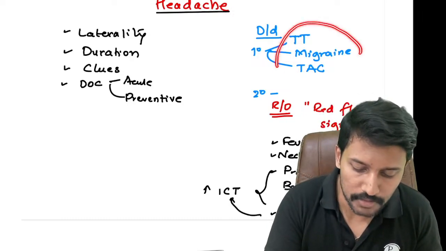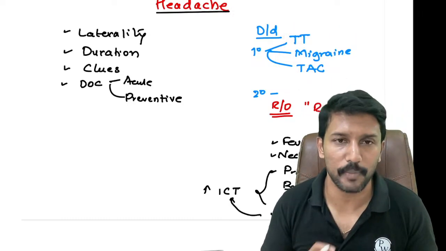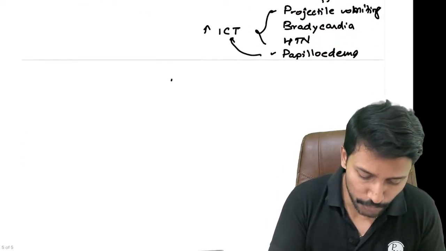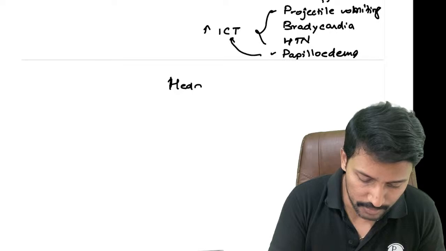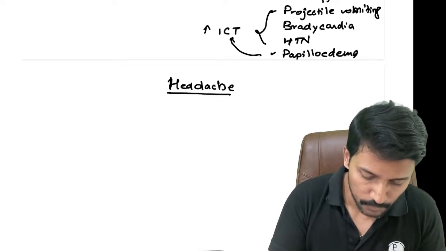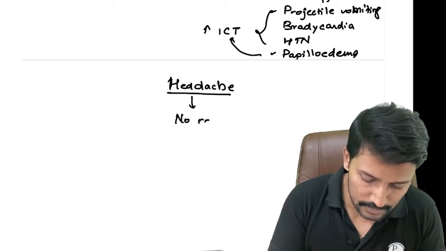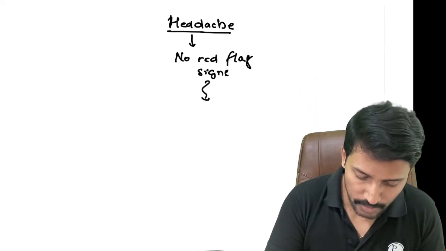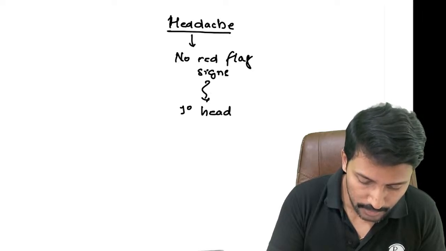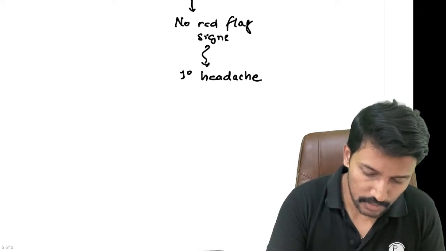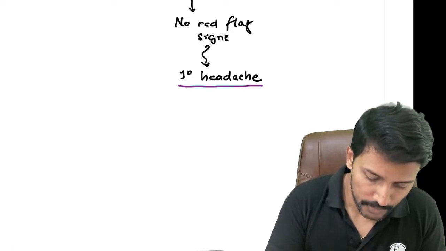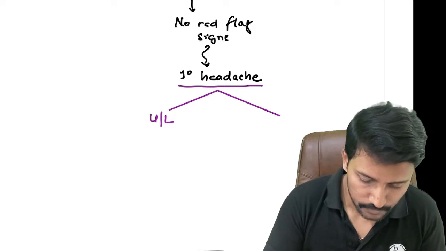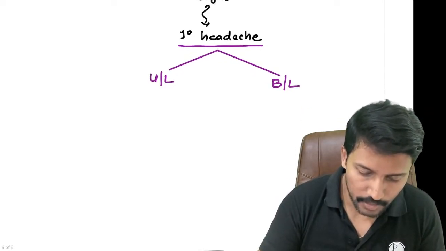So we have to learn how to differentiate between tension type, migraine and trigeminal autonomic cephalgias. So the first thing we should look at is the laterality. If you are convinced that the patient has a primary headache, right? So when we have a patient with headache, if there are no red flag signs, then we are mostly dealing with a case of primary headache. And if it is a case of primary headache, the first thing we have to look at is the laterality, whether it is unilateral or bilateral. If it is unilateral, then it is most likely migraine or TACs.